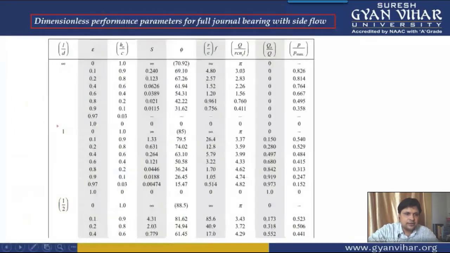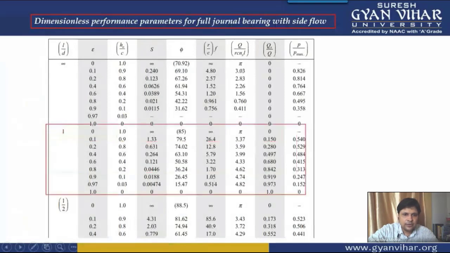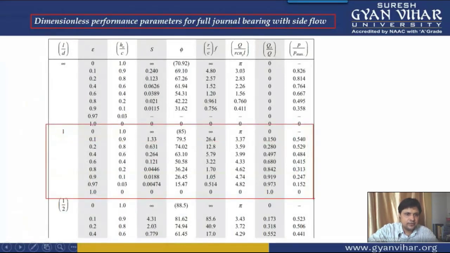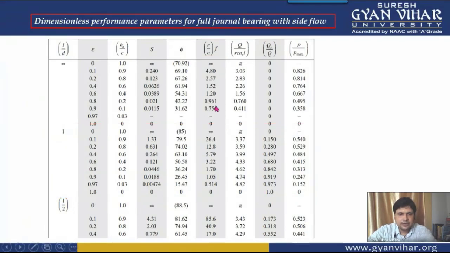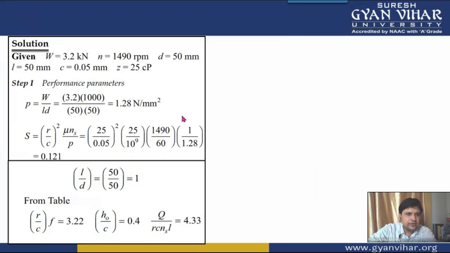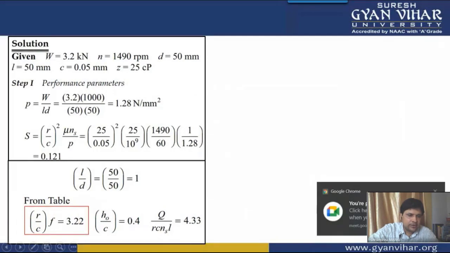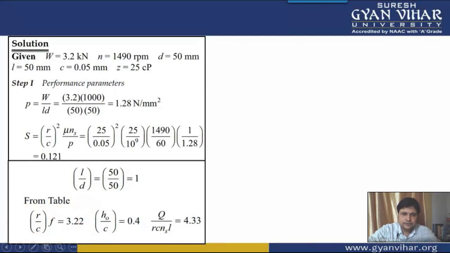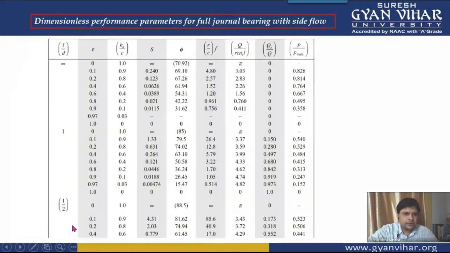In this table you can see the L by D value equal to 1, and corresponding to this value these are the values which we can take. From these values, first of all R by C into F. If you want to calculate R by C into F, you can calculate it from this C value, students. From the table we will find this value of R by C. So how will it be calculated? R by C into F. From the table, as I have told you, you can see the value corresponding to L by D equal to 1, because diameter and length are both equal to 50. We can see the values are given here.